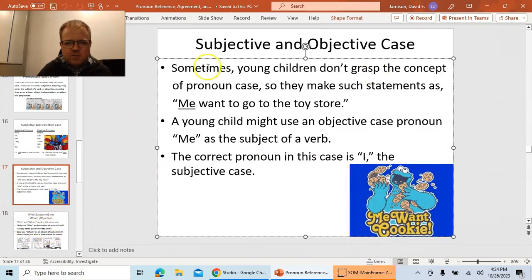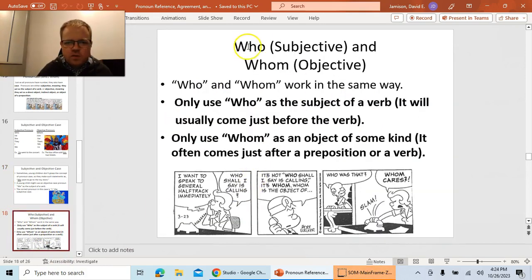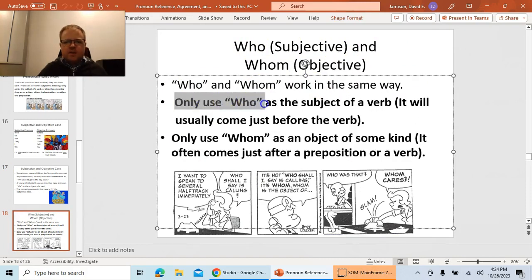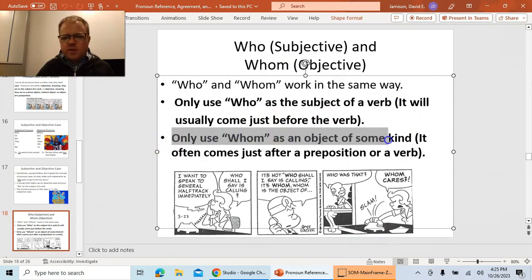Alright. Yeah, you would say, I want to go to the toy store, or would you take me to the toy store? But you wouldn't say, me want to go to the toy store. Who, subjective, and whom, objective. Who and whom work the same way. You only use who as the subject of a verb. It will usually come just before the verb.